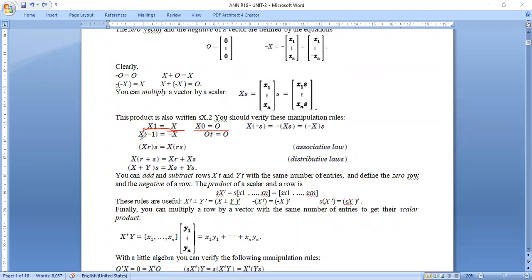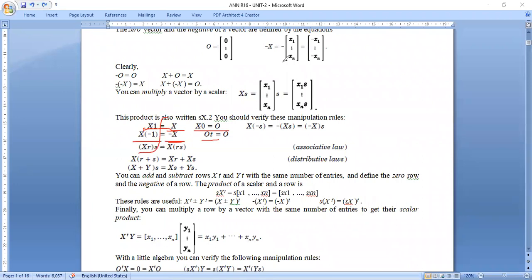Next, x into minus 1. If you perform x into minus 1, minus 1 is a scalar value here, right? Then you will get all the values in that vector as negative values, which means minus x. In the same manner, 0 into t is 0. And here you may write it like this also.